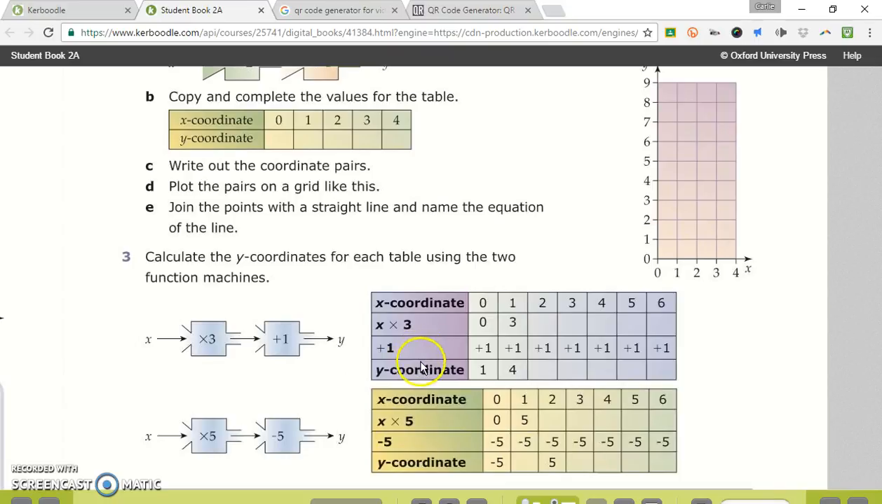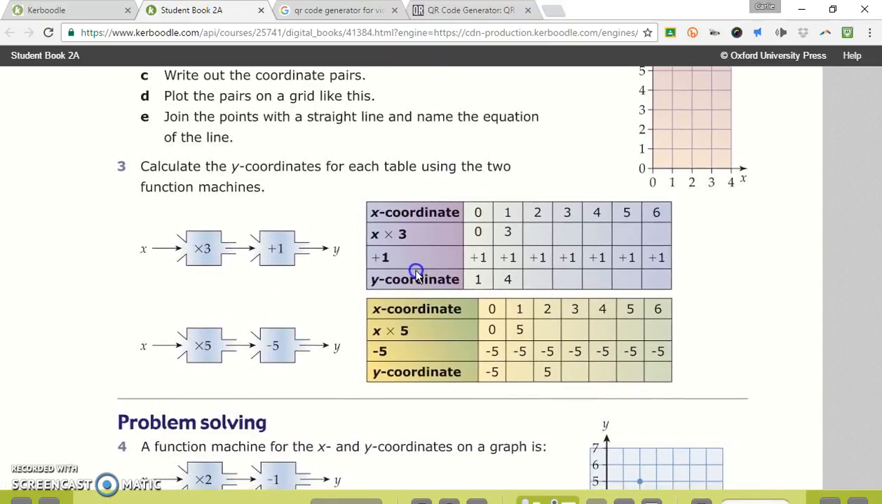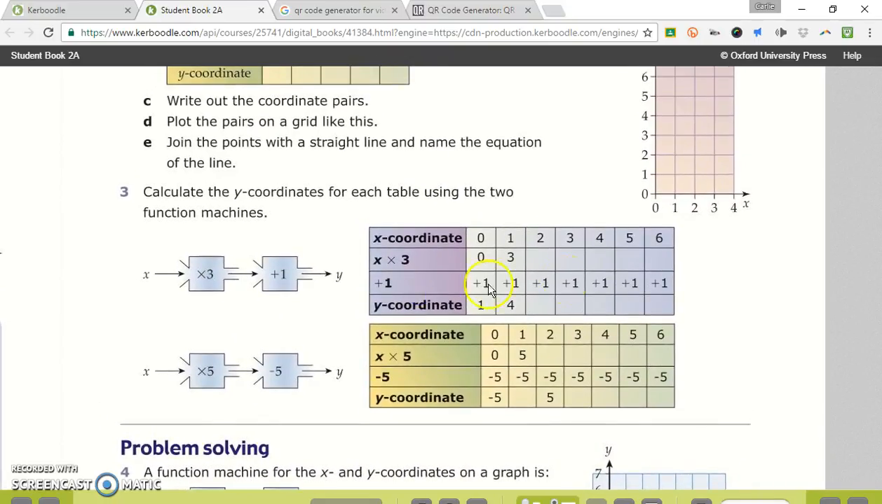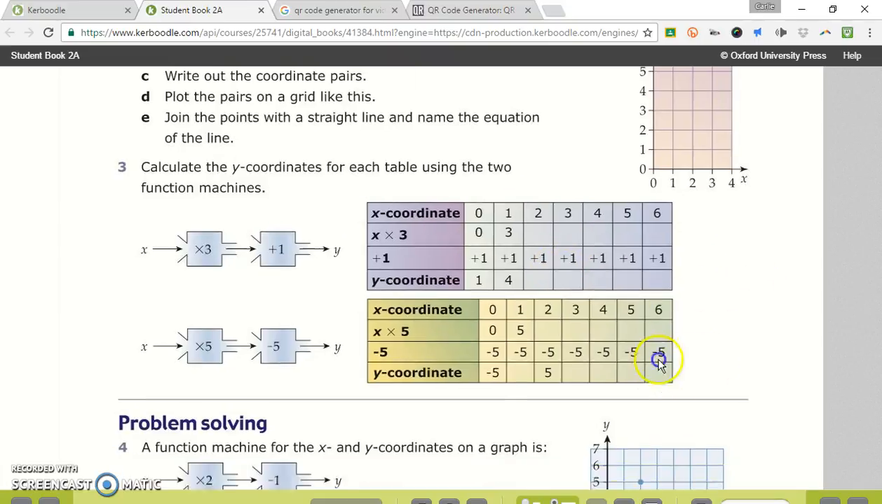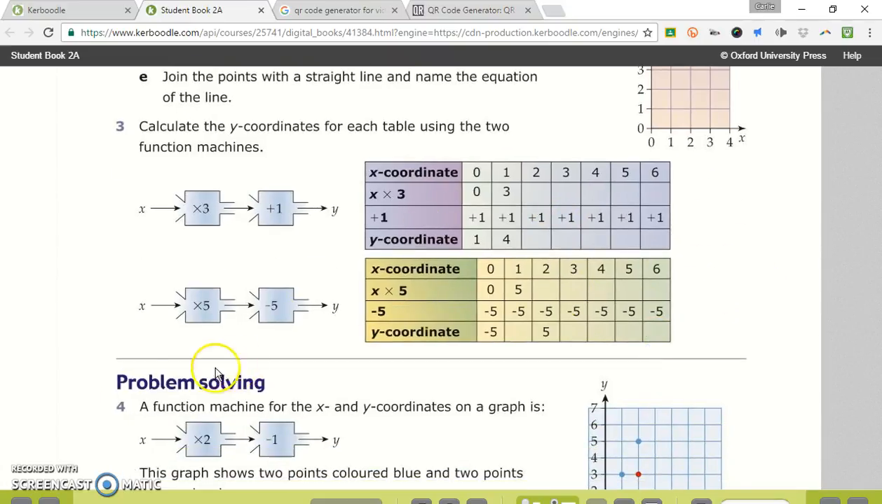All right? And question 3, I'm going to get you to do as a challenge. Okay, but you're just going to be using a two-step function machine and filling in the table. Okay, and that's it for this bit.